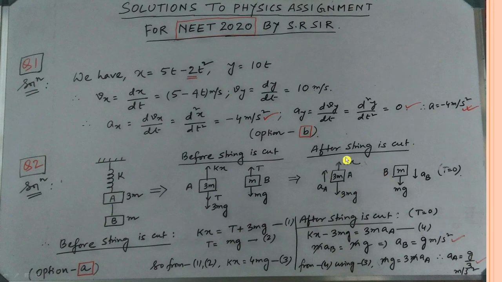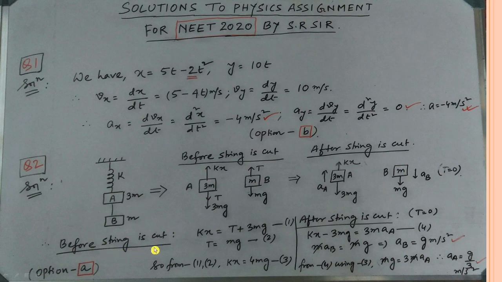And for B, when the string is cut, it will just free fall. So here acceleration aA occurs, and here acceleration aB occurs. Here only mg, the downward force, will act. The tension T is 0 because the string is cut. So there will be a free fall for B.